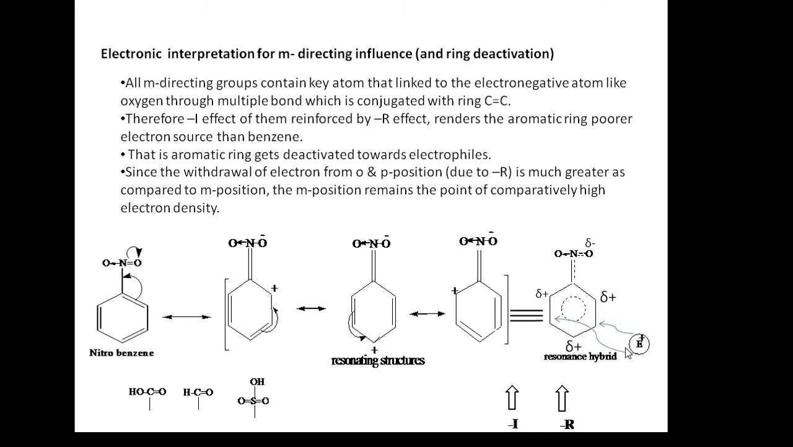Now if an electrophile is present near nitrobenzene, then the electrophile is attracted to the meta position, which is neutral, rather than the ortho and para positions, which have positive charge. So they will repel the electrophile. So electrophilic substitution occurs preferentially at the meta position.